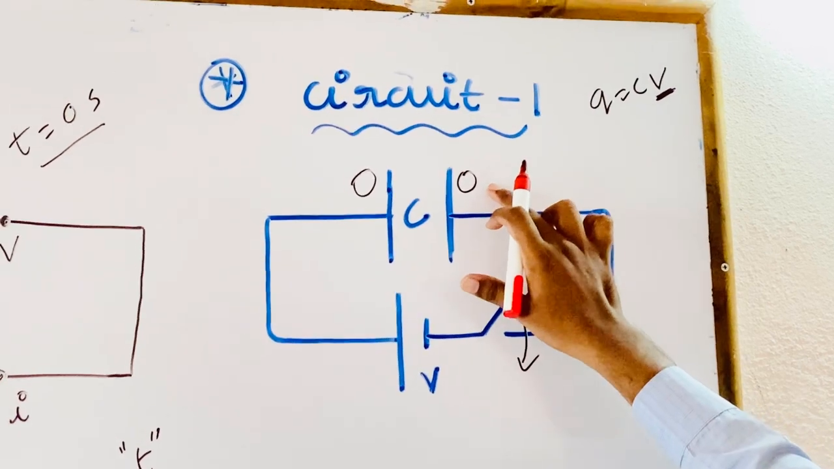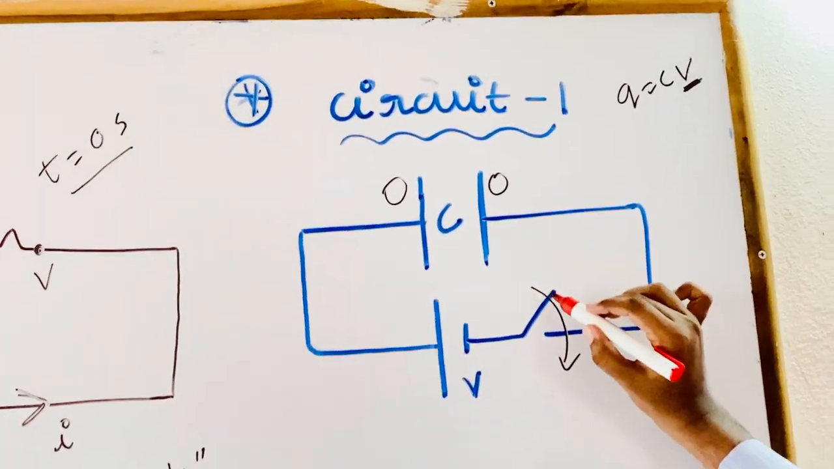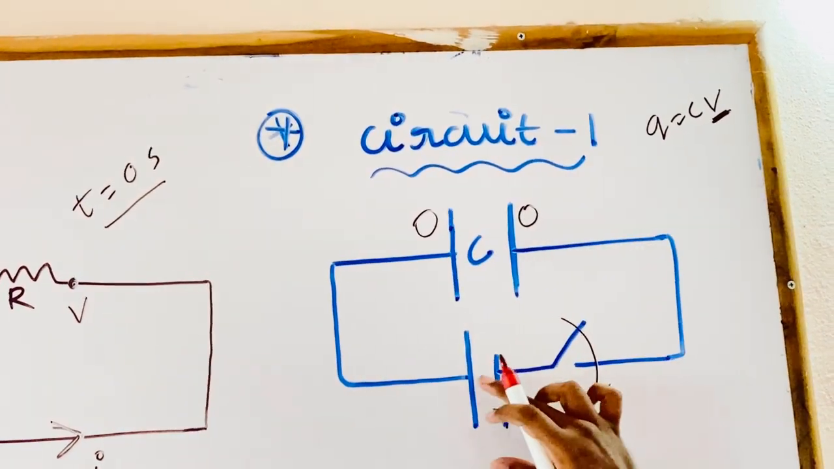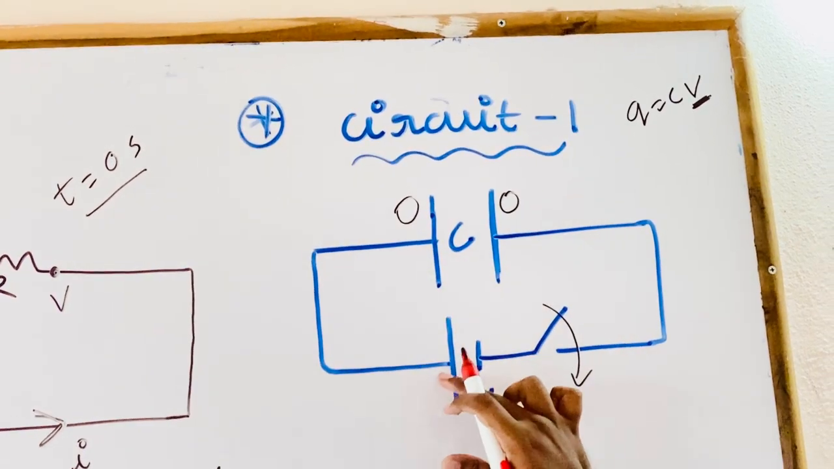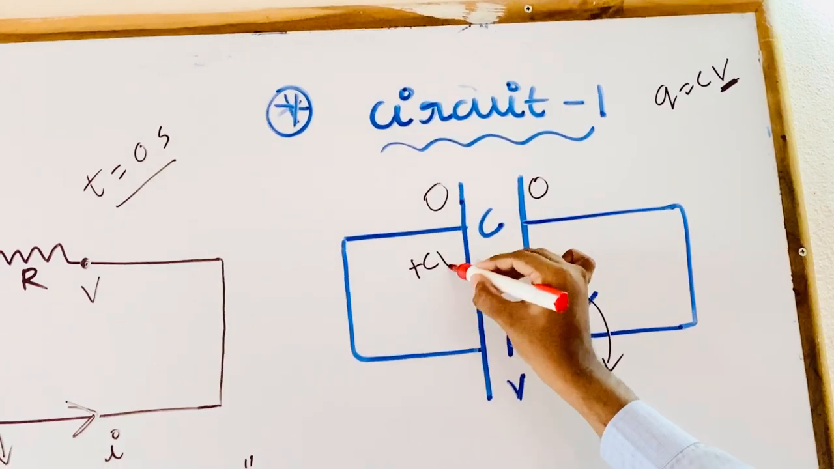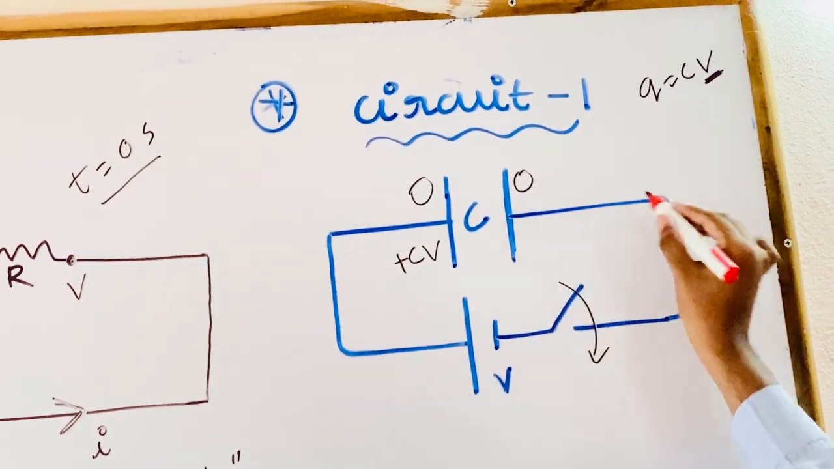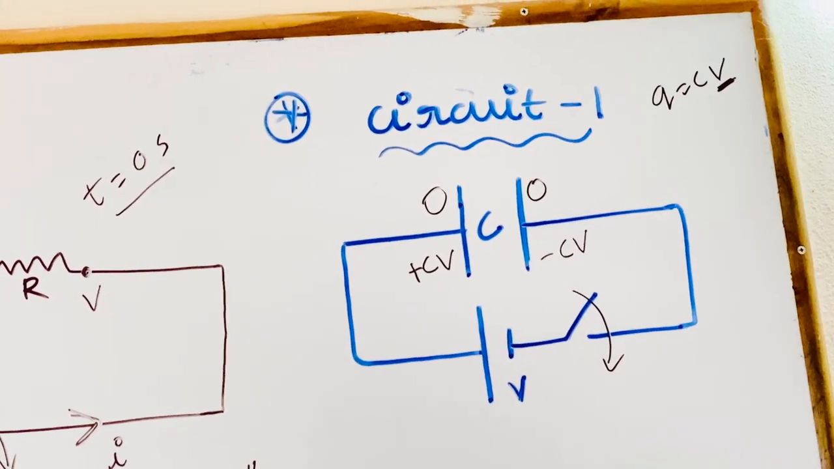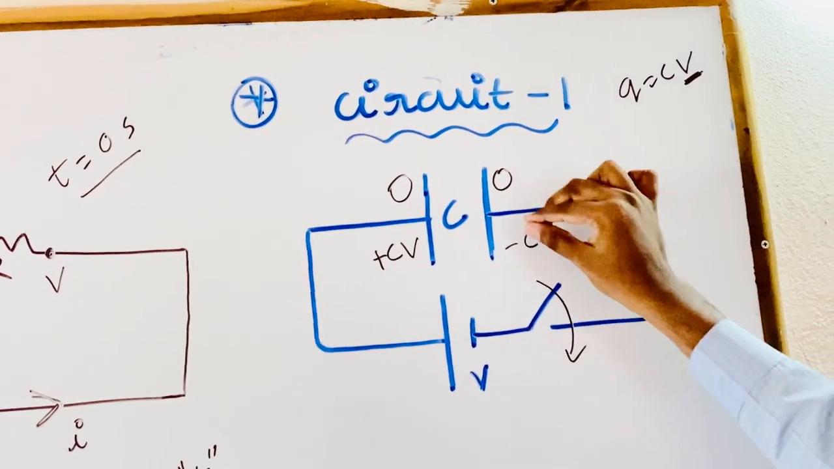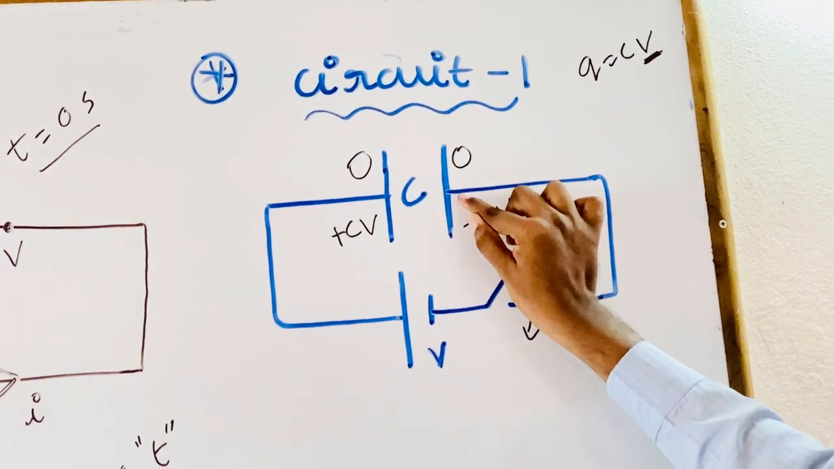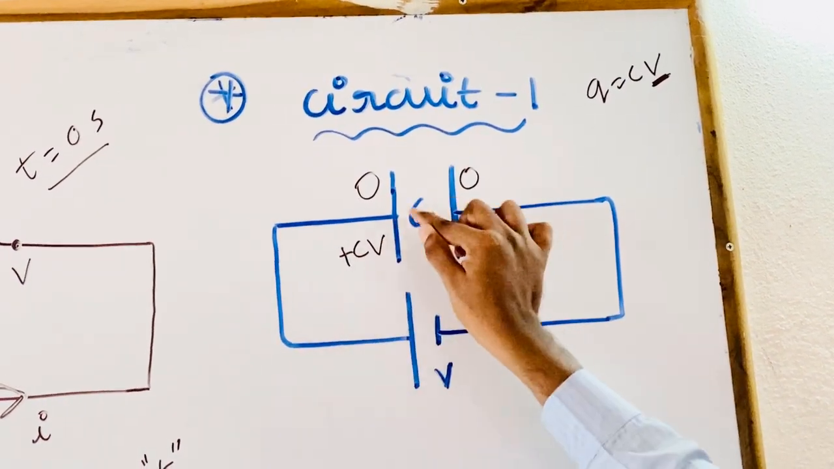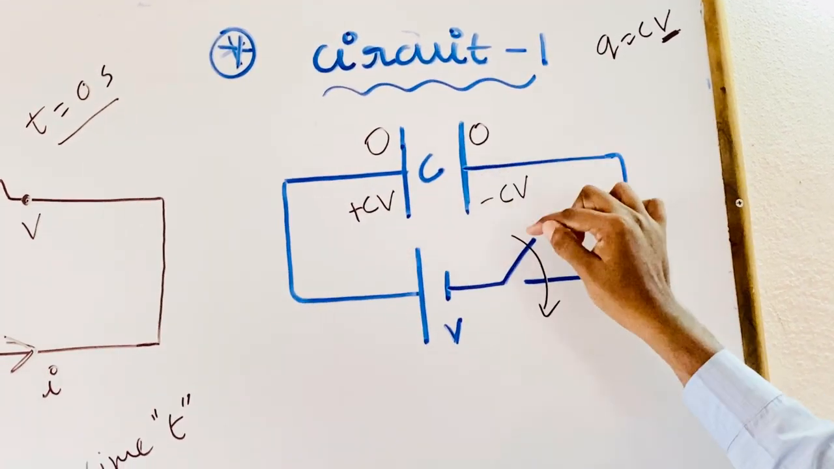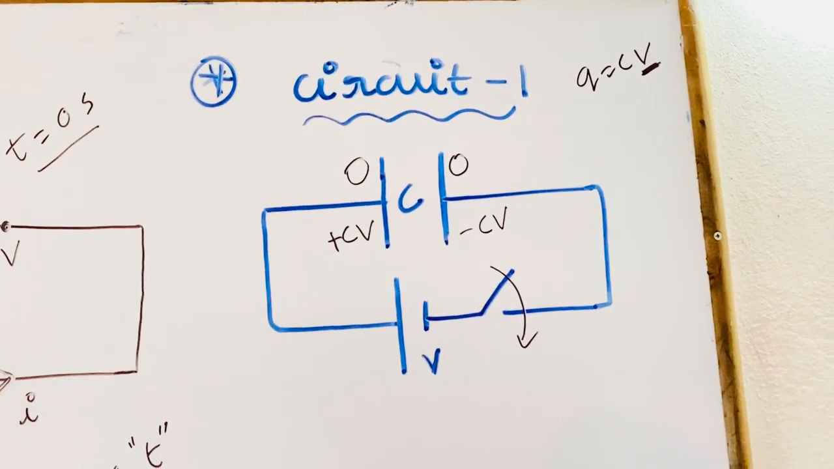So initially there is no charge, that is 0 here, and here also 0. Now we are closing the switch and this capacitor reaches what state? Steady state. This plate, which is connected to the positive terminal, receives how much amount of charge? Plus CV. And this plate connected to the negative terminal of the battery receives minus CV. We can visualize this as: the battery will do some work and remove CV amount of charge from this plate and give CV amount of charge to this plate. This plate is receiving CV amount of charge, this plate is losing CV amount of charge.